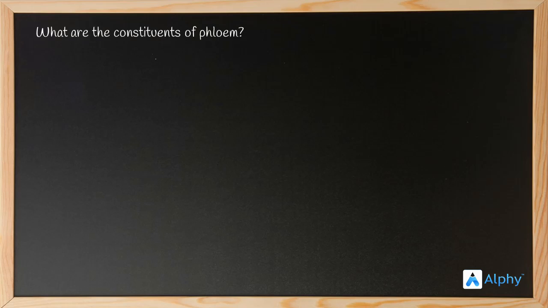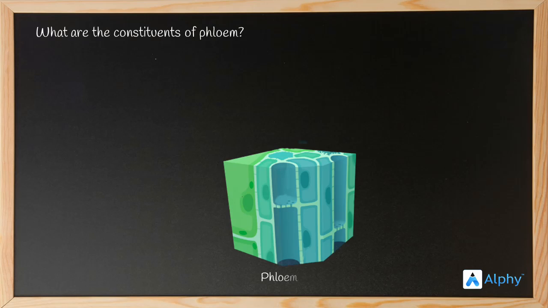Before that, tell me what is meant by phloem? The food conducting complex tissue, right? That's it. Now back to the question. The constituents of the phloem. To find the constituents of the phloem, we will go for the image of phloem. Now, identifying each part will help to identify the different constituents of phloem.